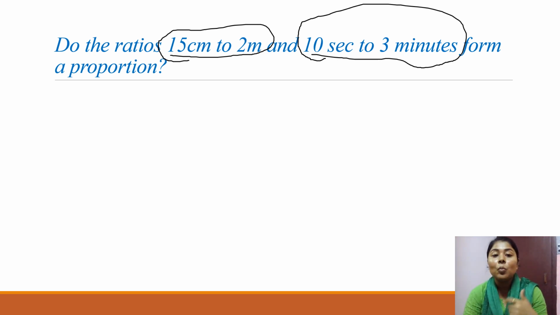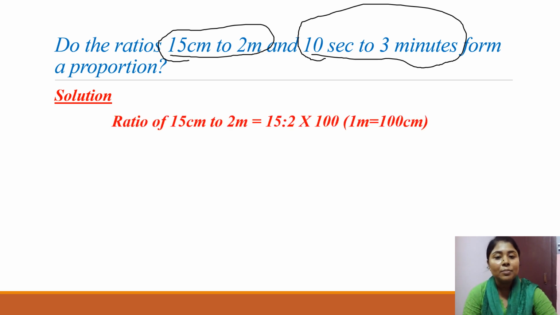So for the ratio, what we have to do? For the ratio, we need to convert both the units into the same units. Am I right? After converting both to the same units, then only we can find the ratio problems. So how can we convert 15 centimeters to 2 meters? Here we already know the conversion, 1 meter is equal to 100 centimeters. By using that conversion, we can convert 2 meters to centimeters. See, the ratio of 15 centimeters to 2 meters is 15 is to 2 into 100.